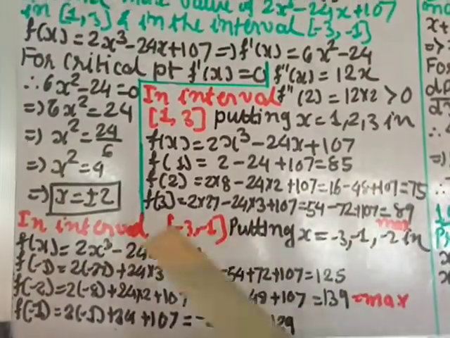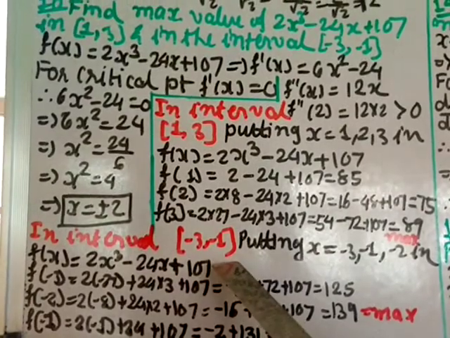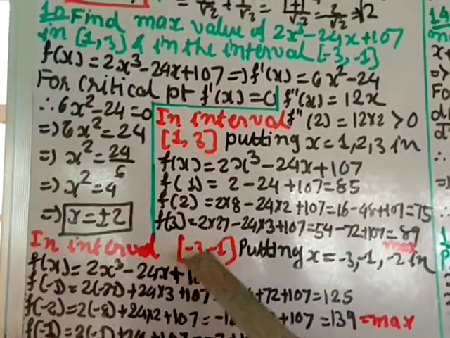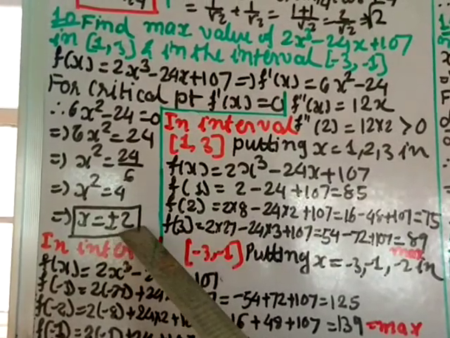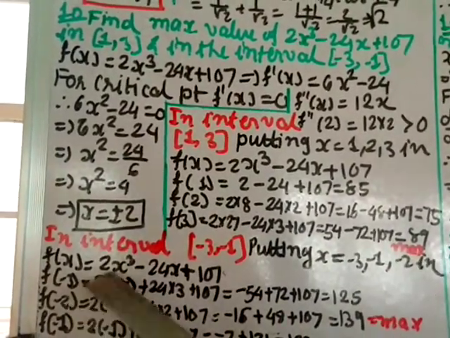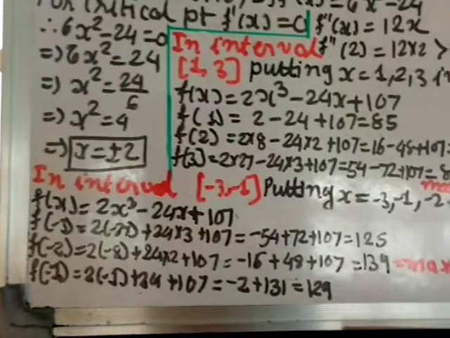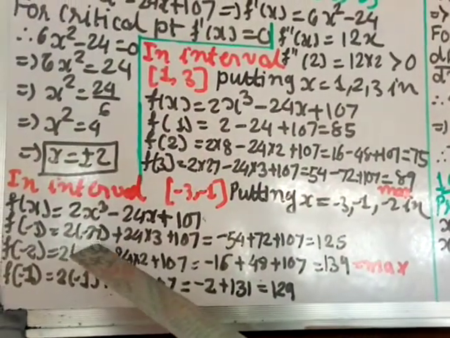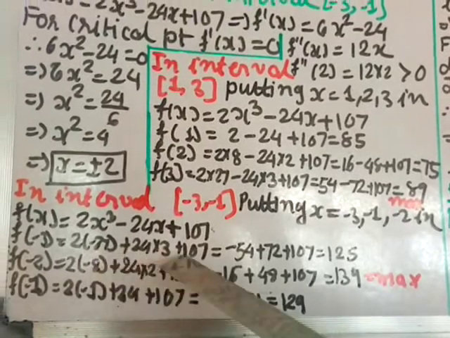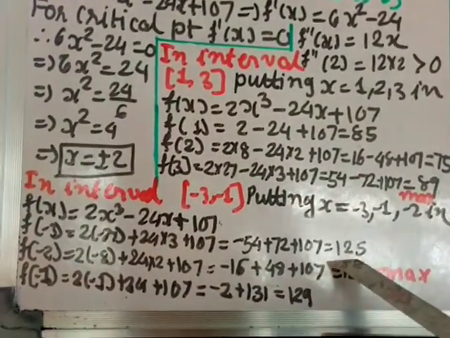Now they have asked us to find in the interval minus 3 to minus 1. So instead of x I will put minus 3, minus 1, and from here I have found the values 2 and minus 2. So I will put minus 2 in the given function. Function is the same, function is not changing. So first I put minus 3. So minus 3 cube is minus 27. Minus and minus becomes plus here, and 107. I get the answer 125.